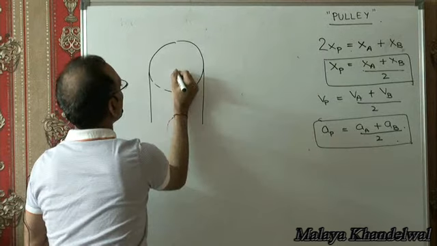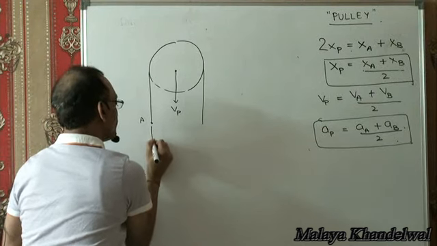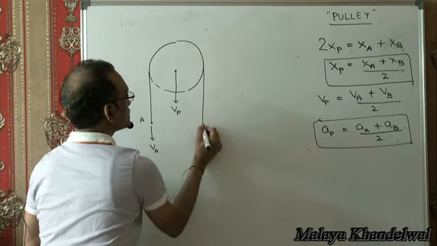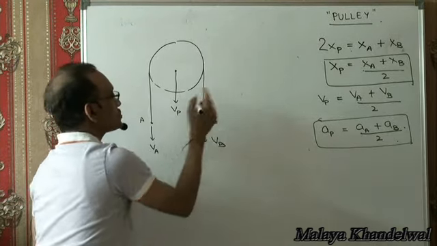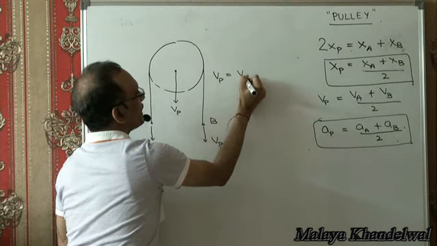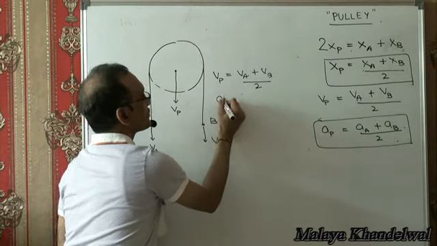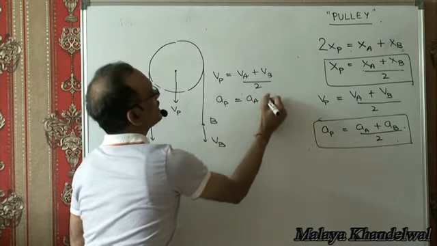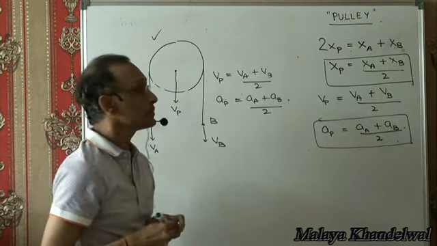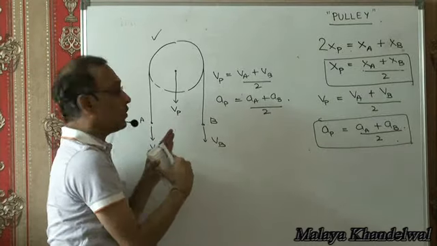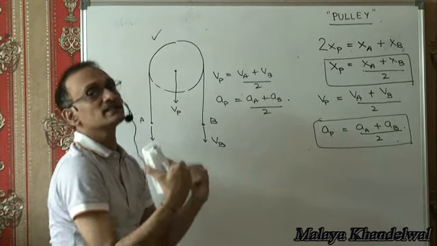This is my pulley, moving down with a velocity Vp, and this end A has Va, this end B has Vb. Then the same kind of relationship would hold good. Velocity of the pulley is going to be (Va plus Vb) by 2. Also, the acceleration of the pulley is going to be (acceleration of A plus acceleration of B) by 2. You might want to explore why this will also happen. And again, in the direction of the pulley, all numbers Va, Vb, Aa, Ab are to be taken positive, else negative.